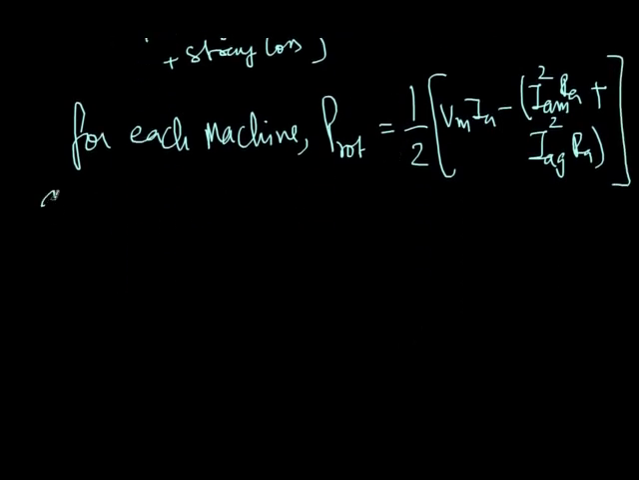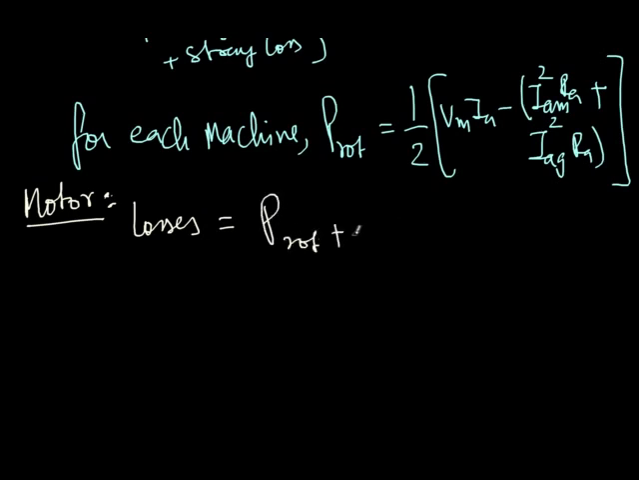Now let's look at the generator first, or maybe let's look at the motor first. So when you look at the motor, what is the total losses in the motor? Total loss is nothing but rotational losses plus the losses in the shunt field winding. That is the copper loss in the shunt field winding, that is IFM square RF for the motor. So this is the total losses of the motor.